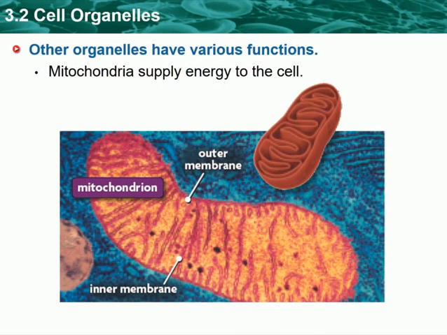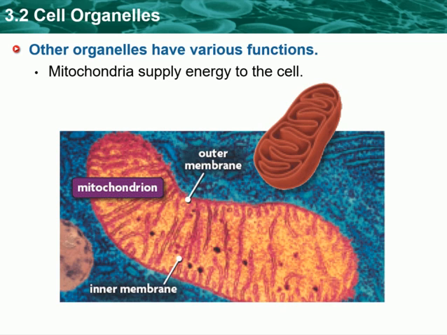Third main idea. Other organelles have various functions. Mitochondria supply energy to the cell. Mitochondria, the singular being mitochondrion, are bean-shaped and have two membranes, like is depicted on the screen here.